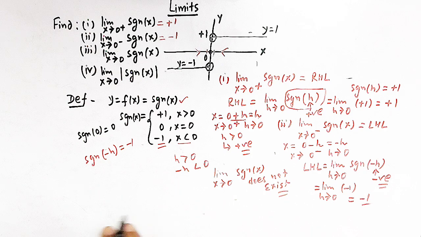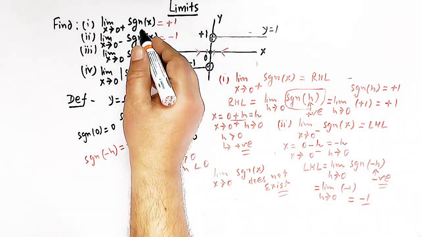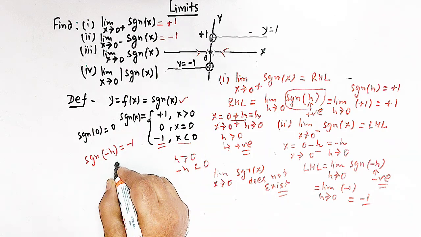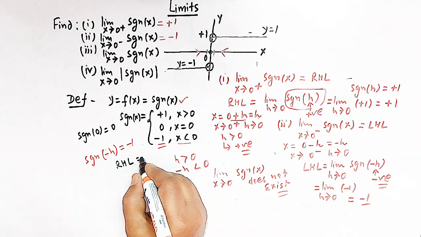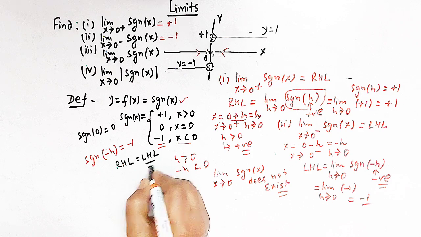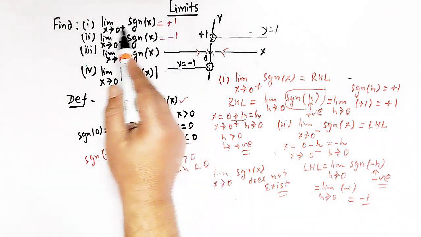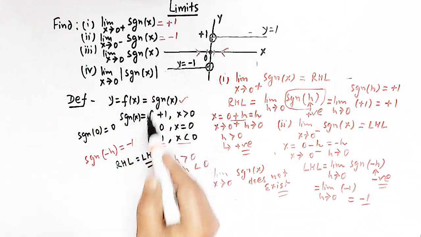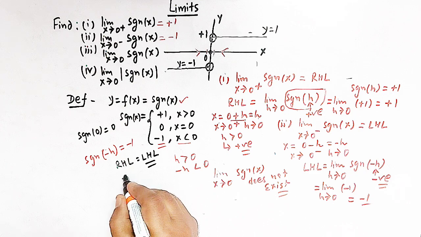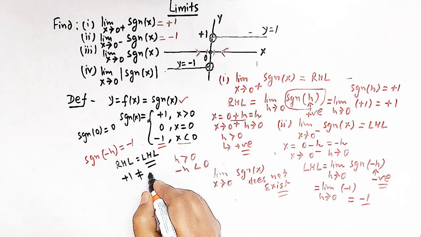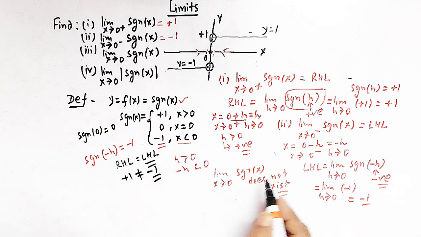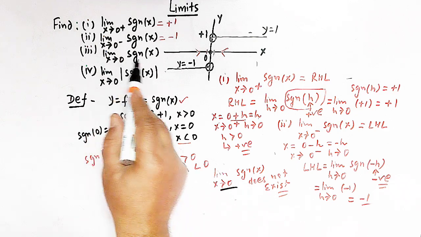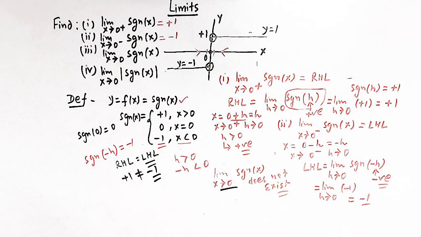So when we go by the definition of the existence of limit of a function, then we see that the right hand limit should be equal to the left hand limit, right? But in this case, the right hand limit and left hand limit are different. That is, plus 1 is not equal to minus 1. So this limit does not exist.